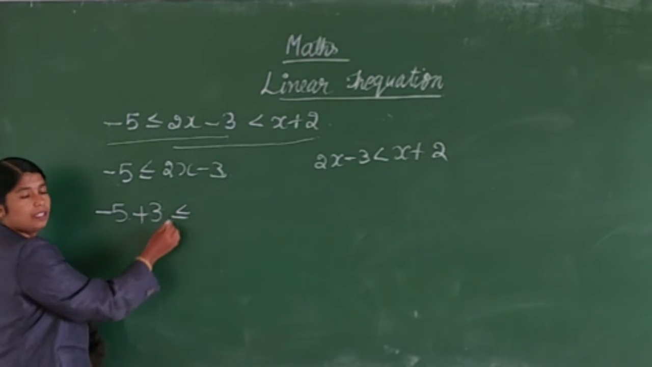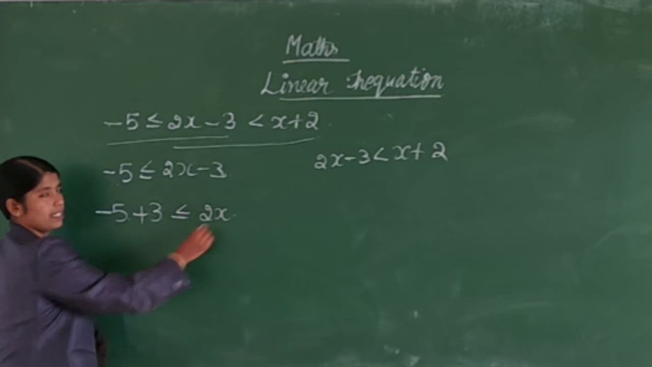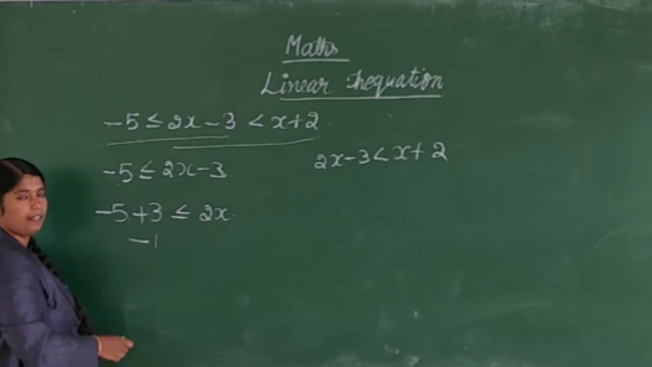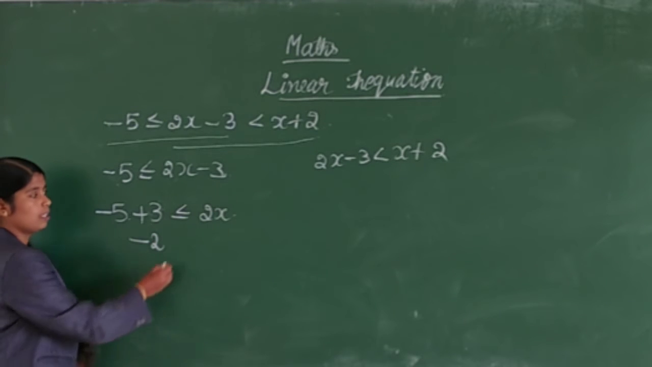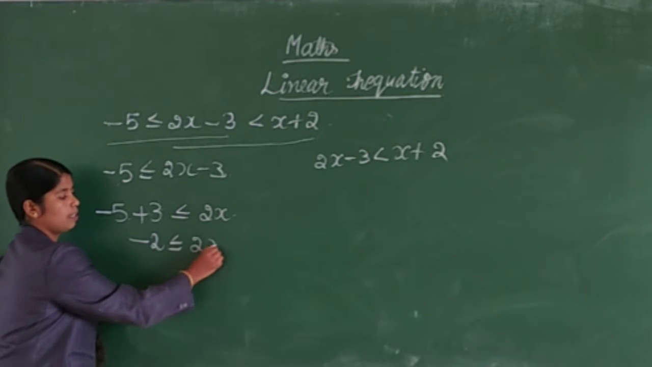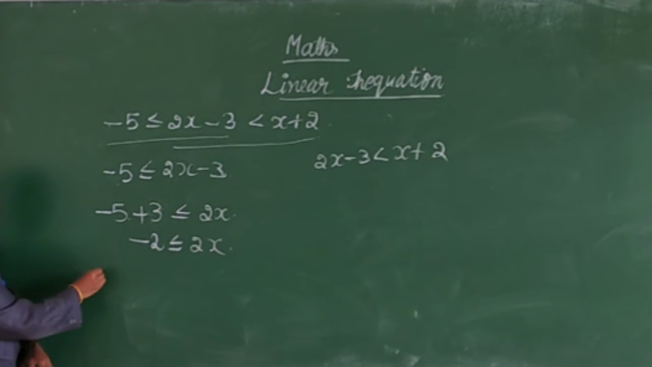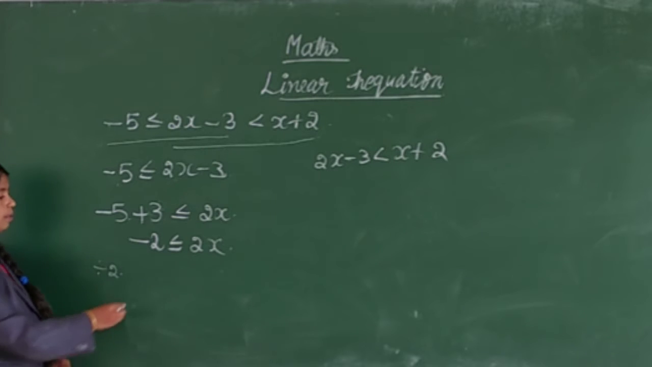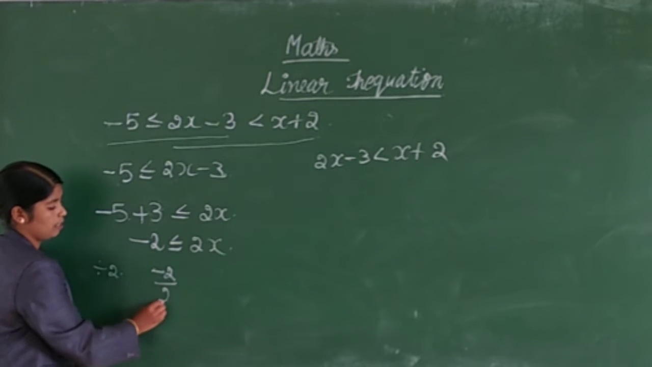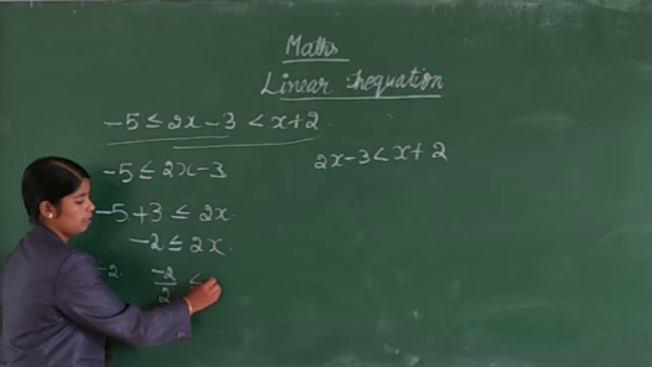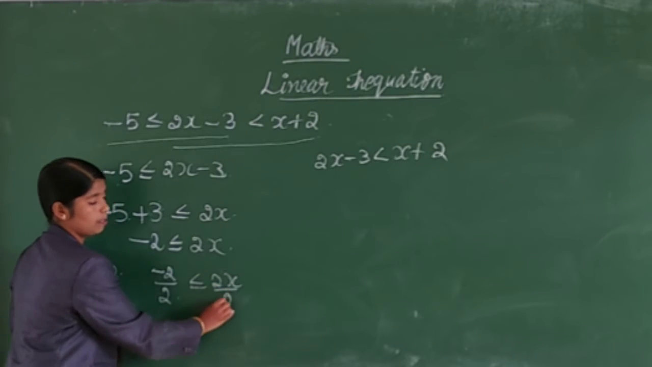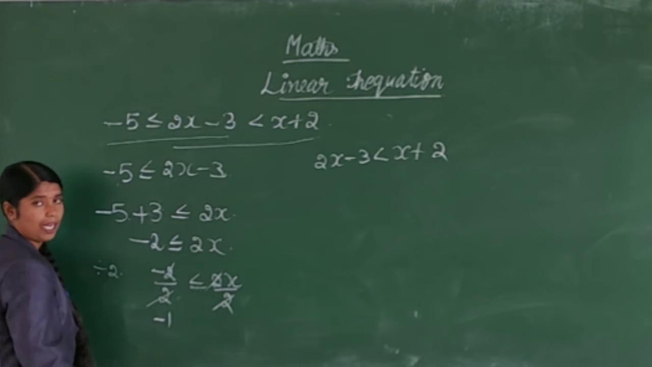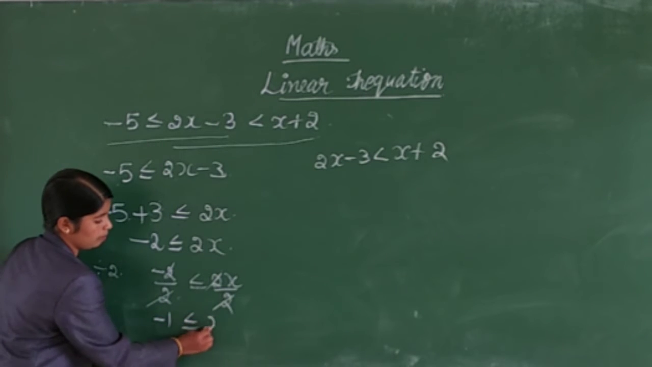Then less than or equal to, here we have 2x. Then minus 5 plus 3 is minus 1. Minus 2 less than or equal to 2x. Right? Then we have to divide by 2 to remove 2 from both sides. So here minus 2 divided by 2 less than or equal to 2x divided by 2. The 2 and 2 cancel. Here we have minus 1 less than or equal to x.